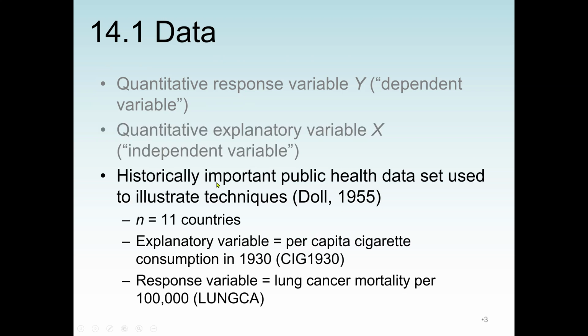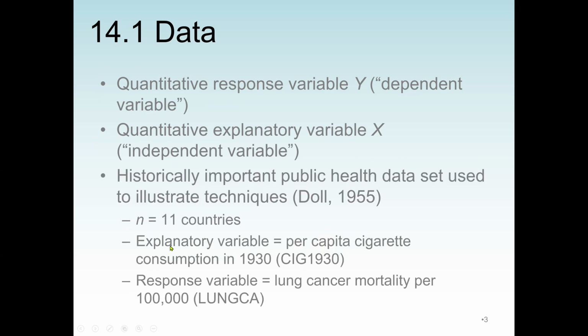So we have some historical data set here. And this data set is about 11 countries and the consumption of cigarettes per capita and also the number of lung cancer cases that they have. This data was generated in 1930. So in this case, the consumption of cigarettes per capita will be the independent variable. And then the dependent variable will be the lung cancer mortality, per 100,000 population.